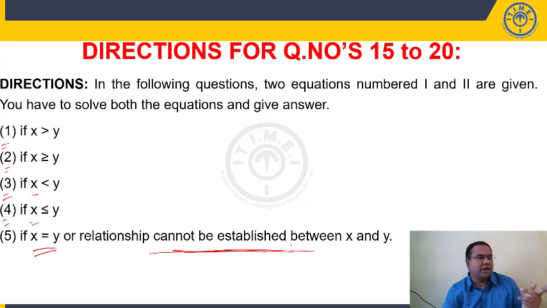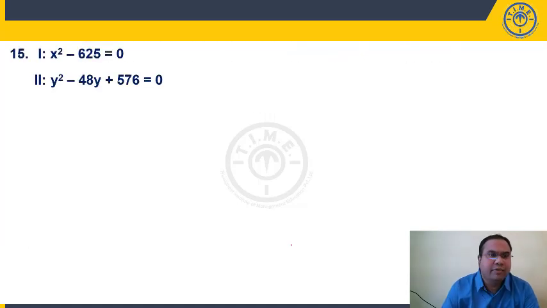X greater than y, first option; greater than or equal to y, second option; less than y, third option; x less than or equal to y, fourth option. Both the roots x equal to y, or the relationship cannot be established, then it is option 5. Let us take up question number 15, students.